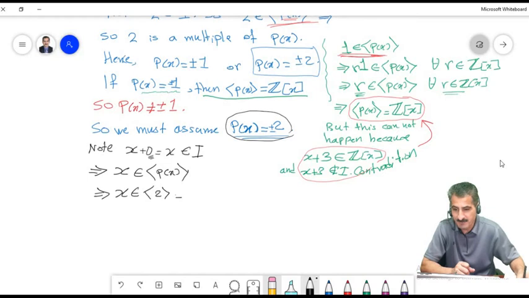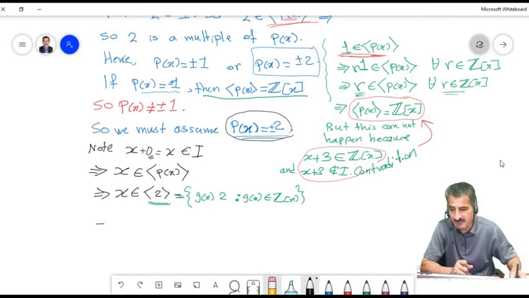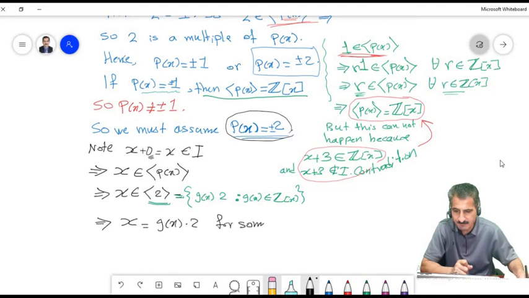Okay, let me rewrite this in another color in here. This part means, this is what I just said, multiples of 2. So it is g of x times 2, where g of x are elements coming from the ring, all elements coming from the ring. Okay, so this means x equals g of x times 2 for some g of x in there.